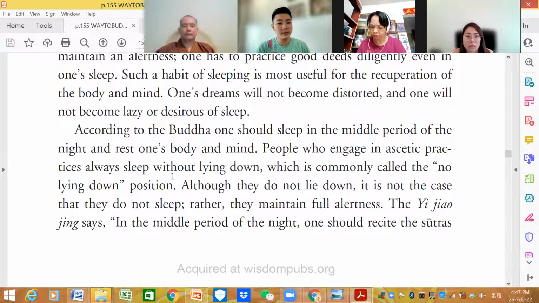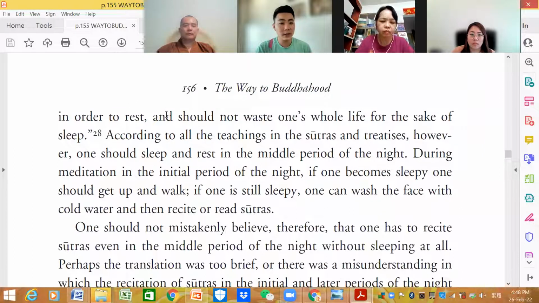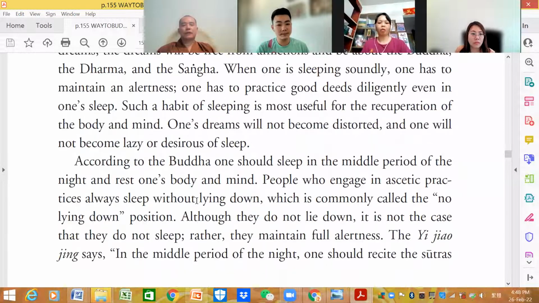The Yi-Jiao Jing says, in the middle period of the night, one should recite the sutras in order to rest. One should not waste one's whole life for the sake of sleep. According to all the teachings in the sutra and treatises, however, one should sleep and rest in the middle period of the night. During meditation in the initial period of the night, if one becomes sleepy, one should get up and walk. If one is still sleepy, one can wash the face with cold water and then recite or read sutras.